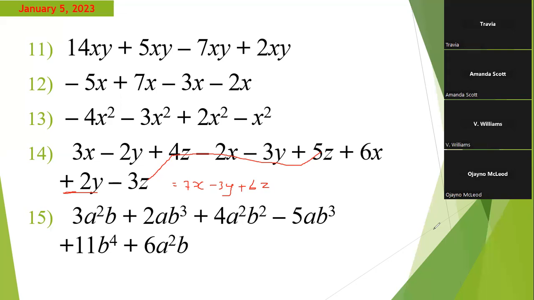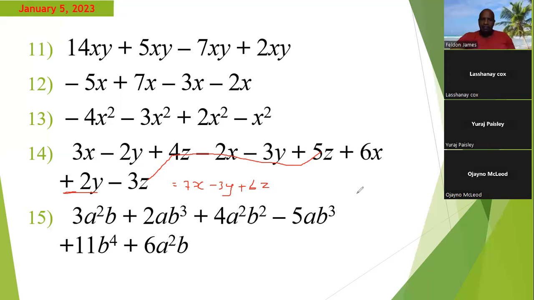Sir, I got the answer. I don't know if it's correct. All right, tell me what answer you got. I got 9A. All they need to do now is look for the ones that are alike and you add them. The ones that are not alike, you just put them back.